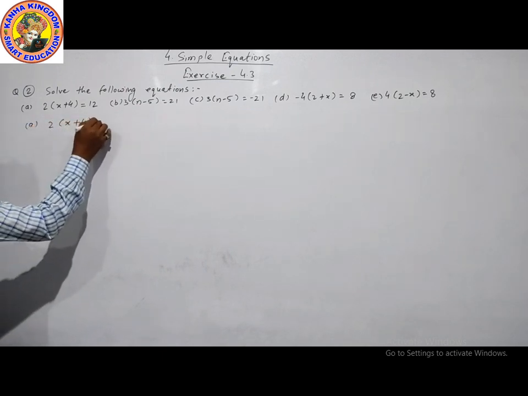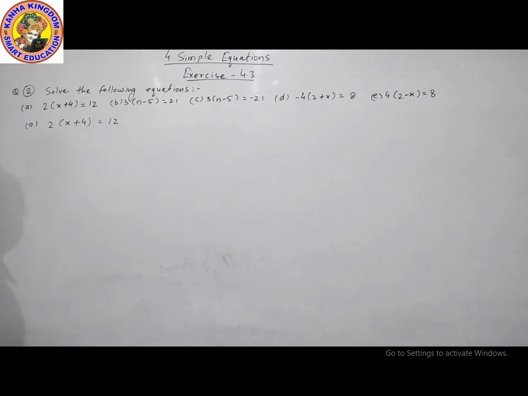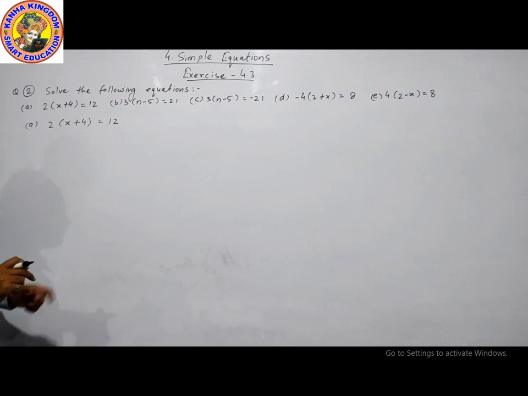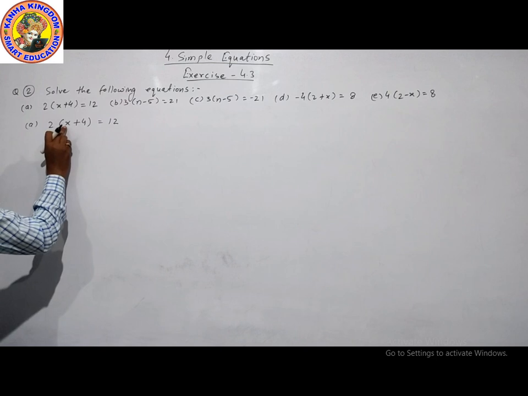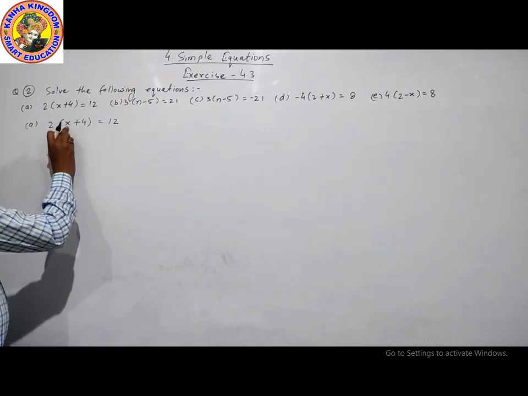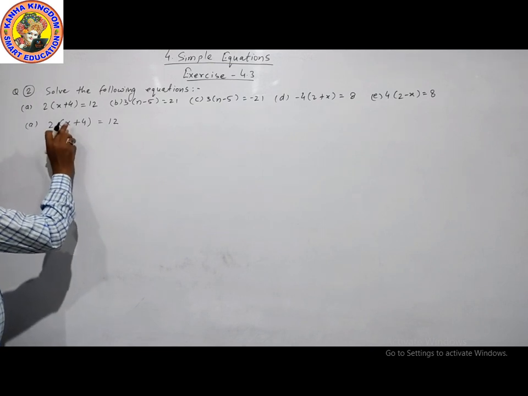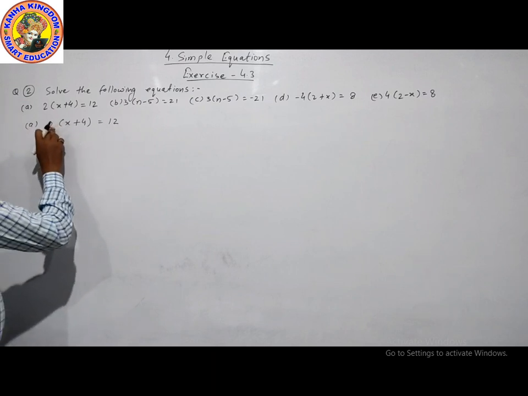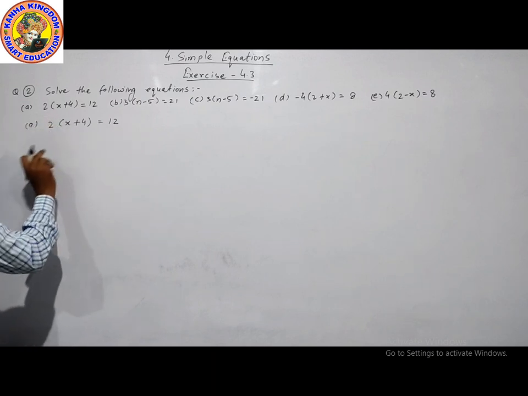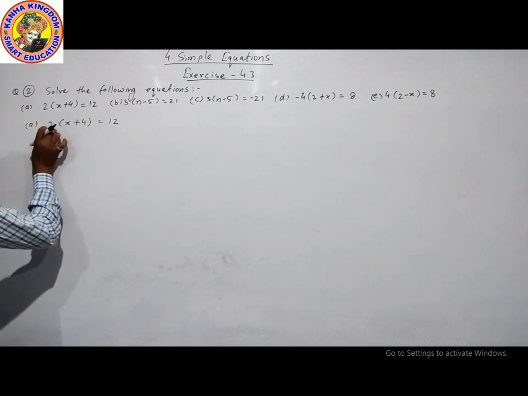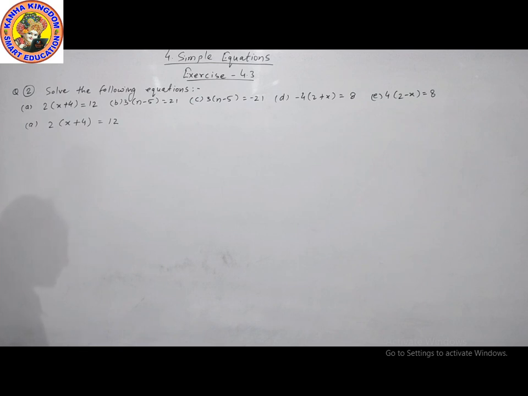2(x + 4) = 12. Here is (x + 4). In previous questions we solved first of all plus, then multiplication, but if I put the value of x as 1, then 1 plus 4 is 5. 5 is a single digit, and here is a multiplication. So first of all we will solve this multiplication. If any digit is placed before a bracket, then we will multiply first.